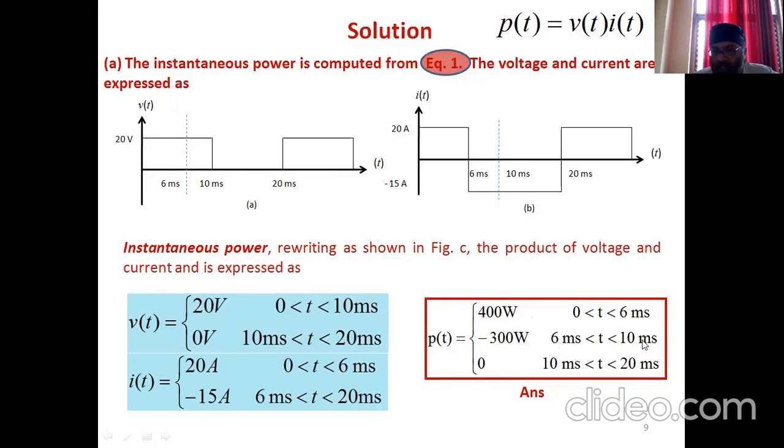Then from 6 milliseconds to 10 milliseconds, current comes out to be minus 15 amperes and voltage is again 20 volts. So it comes out to be minus 300 watts: 15 multiplied by 20, minus 300. And from 10 to 20 milliseconds, current is minus 15, but voltage is 0. So v into i is 0.